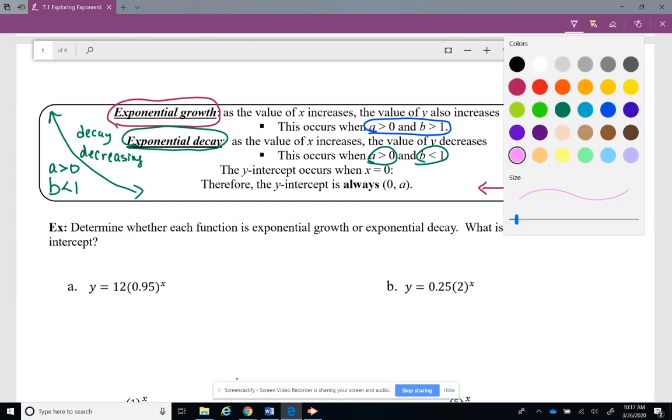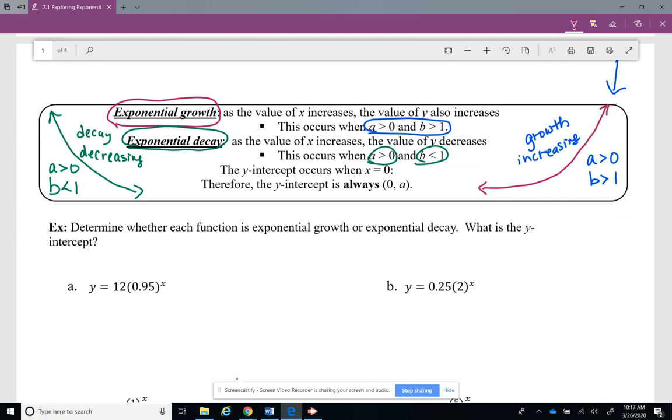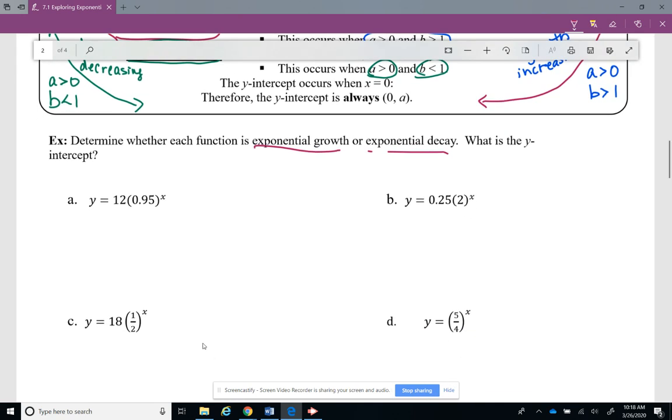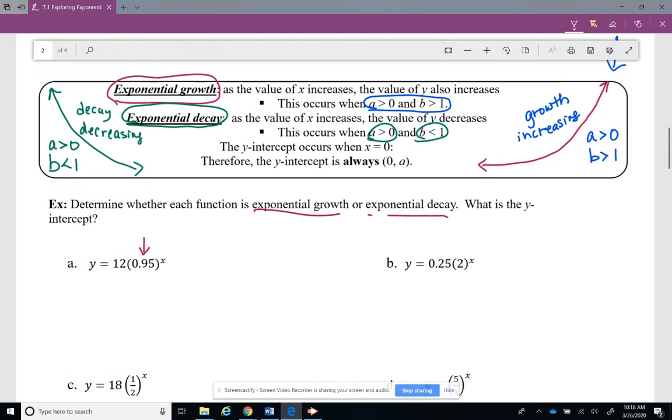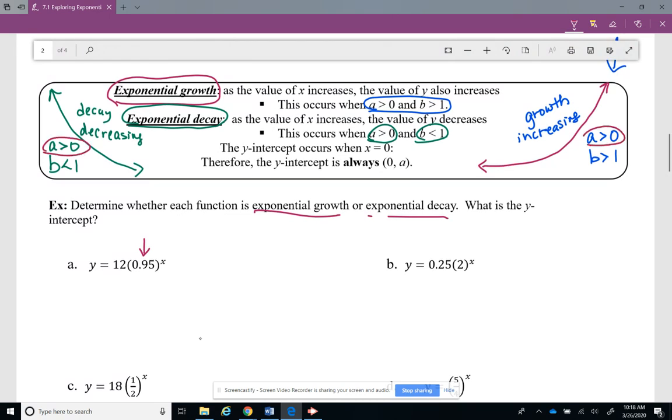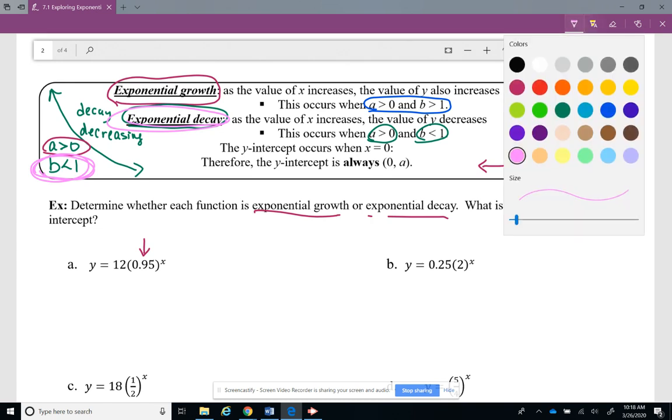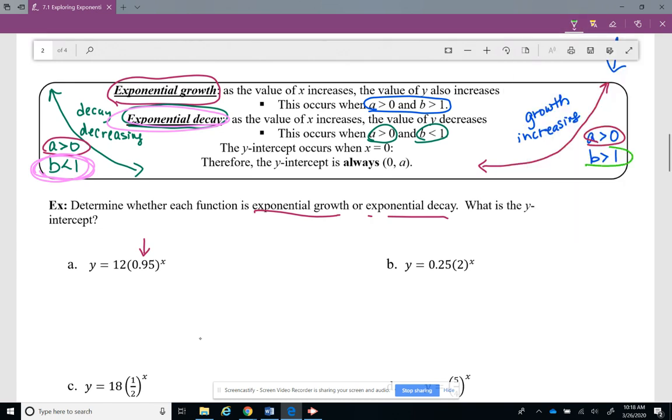All right, so let's go down here to the directions. It says determine whether each function is growth or decay. We're going to go do all that first. Now, you're looking at the number that's the base, and it has x for an exponent. That's what you're looking at, okay? Because we already know that A is greater than 0 for both of them. So we're going to focus on what's different. So I'm going to circle it in pink. When B is less than 1, it's a decay, right? All right, neon green. When B is greater than 1, it's a growth.